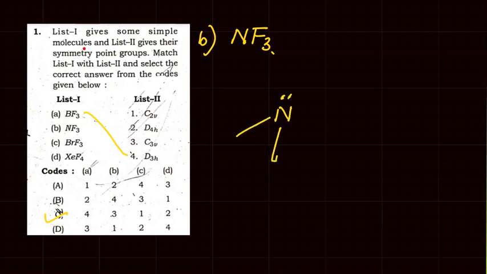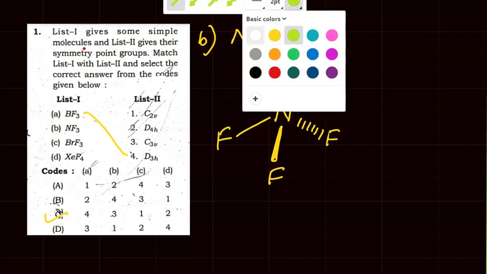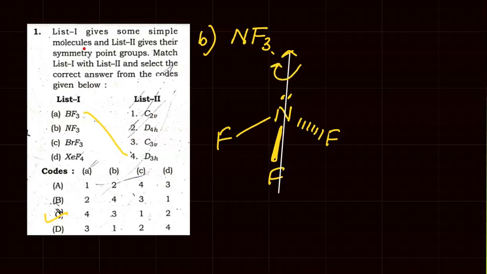trigonal pyramidal, and its geometry is tetrahedral. Here, if we talk about the axis of symmetry, we will see that there is one axis of symmetry which will be the principal axis of symmetry. If we take this axis and rotate the molecule by 120 degrees, you are going to observe that you will get the same molecule. So this C3 is our principal axis of symmetry.